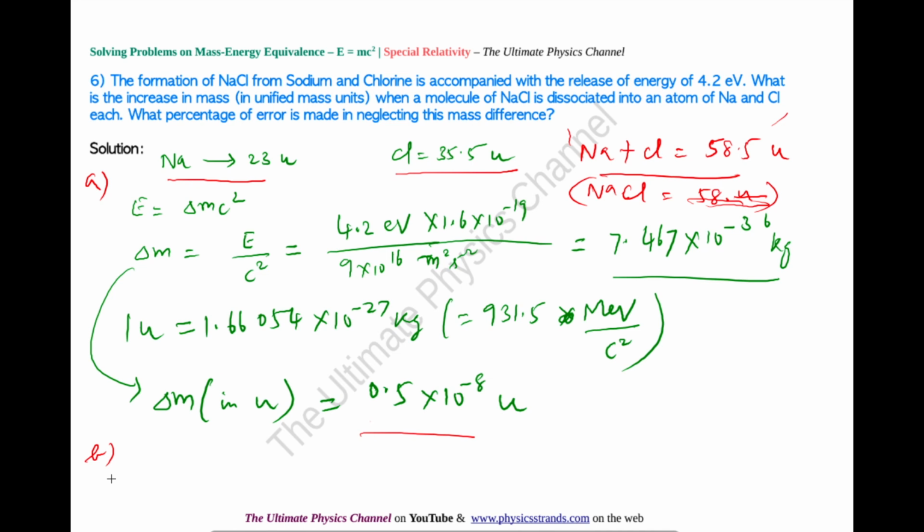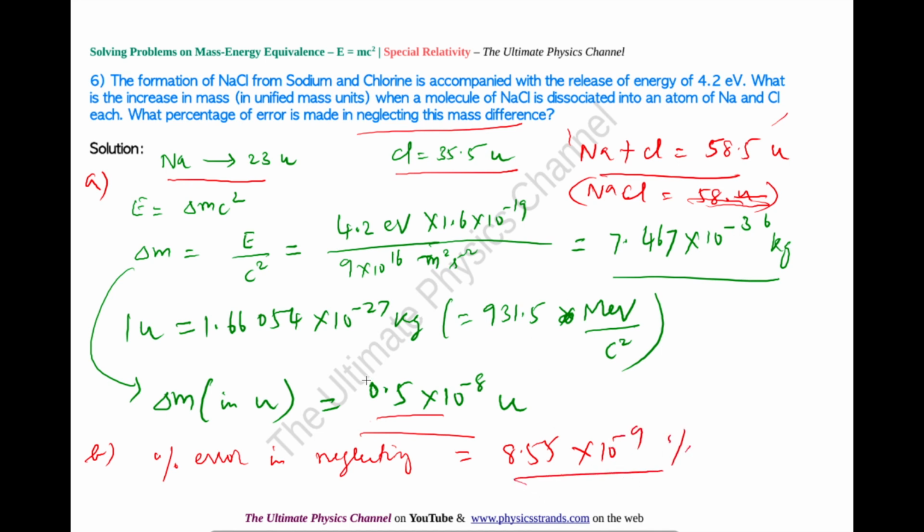Now, what is the percentage error if we consider this mass difference? Because actual mass is less than the mass that should be obtained by adding the masses of the components, that is sodium and chlorine in this case. So the percentage error is the difference in mass, which we have calculated here, over the actual mass. So that is going to be the percentage error. Percentage error in neglecting this mass difference is given by, to work out, about 8.55 into 10 power minus 9 percent.